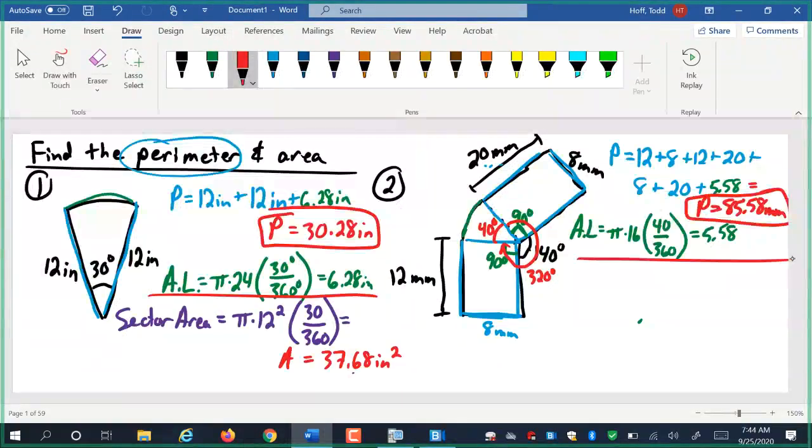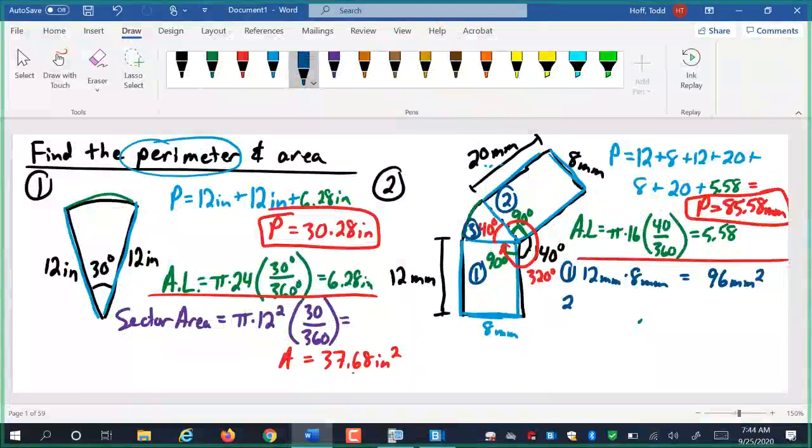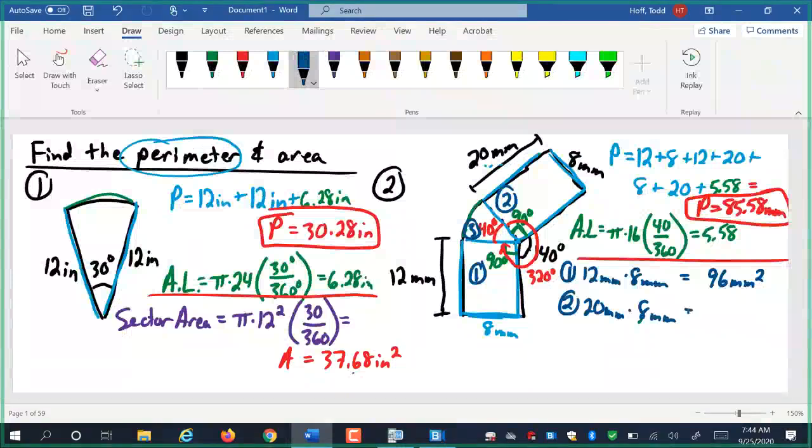For this one, I believe the area is almost easier to do than the perimeter. We have 3 shapes. Shape number 1 is a rectangle that's 12 millimeters by 8 millimeters. That's 96 millimeters squared. Shape 2 up there is also a rectangle that is 20 millimeters by 8 millimeters, or 160 millimeters squared.